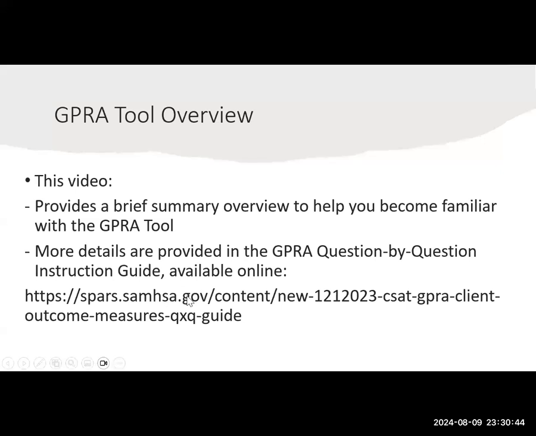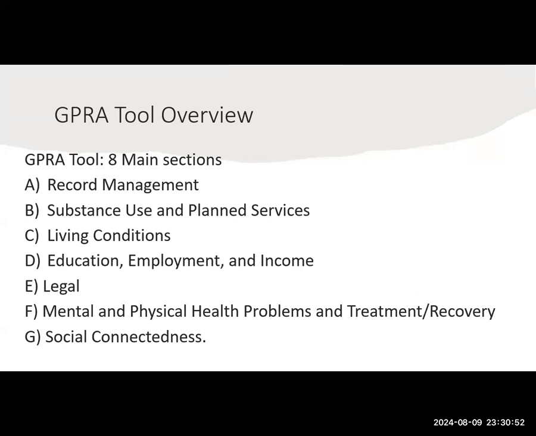It's important to look at the GPRA question-by-question instruction guide before administering the tool with clients. The GPRA tool is divided into 8 different sections. These consist of A, record management, B, substance use and planned services, C, living conditions, D, education, employment, and income, E, legal, F, mental and physical health problems and treatment and recovery, and G, social connectedness.